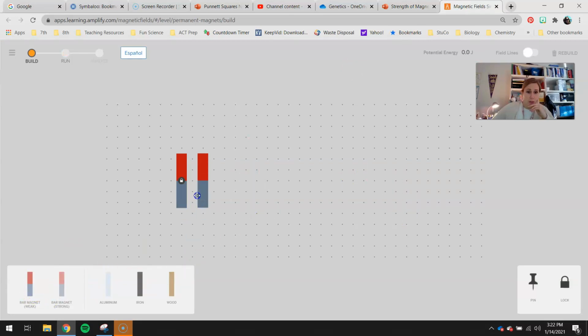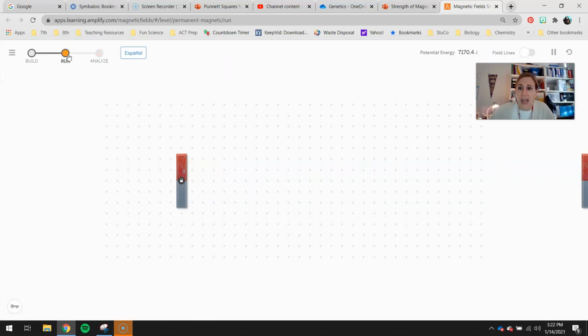So you guys will start with two strong magnets. You'll put them together as close as you can, and then you will hit run and see what happens. And then you guys will collect some data using the simulation. That's, again, a little bit different than what the kids in class were able to collect with their hands-on experiment.